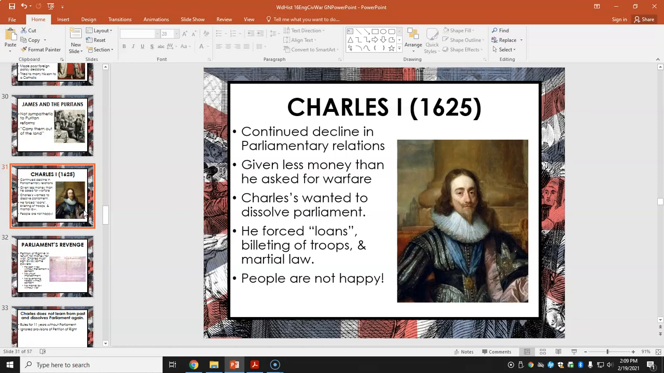So he forces loans, building of troops, and martial law. Now, what you need to know about martial law, it means that the military is pretty much becoming the police force. They are on the corners, they are in the town square. They're just pretty much posted up everywhere. And it starts to create this tense situation between the government, the king, and the people.